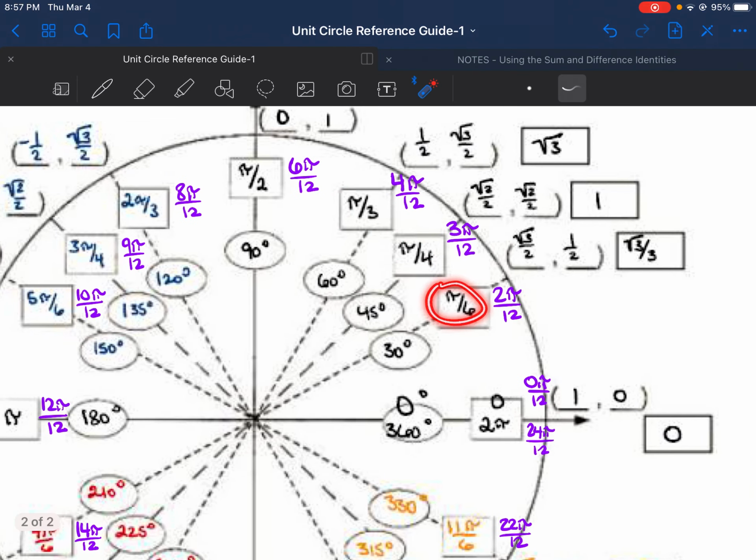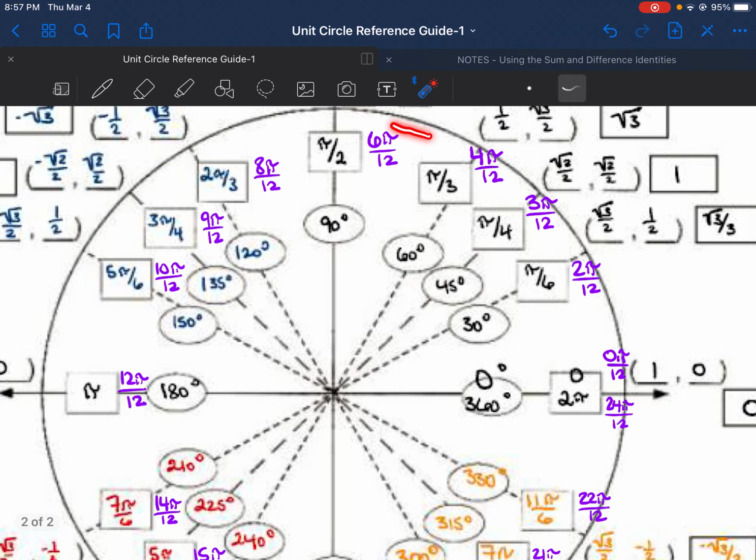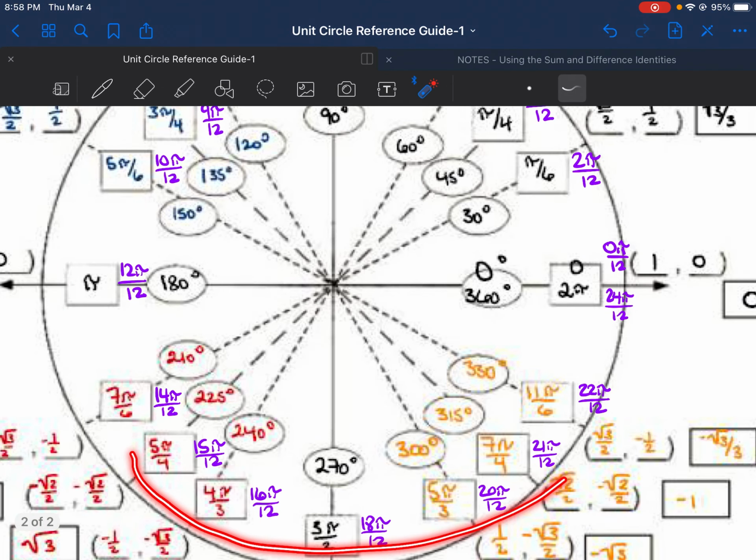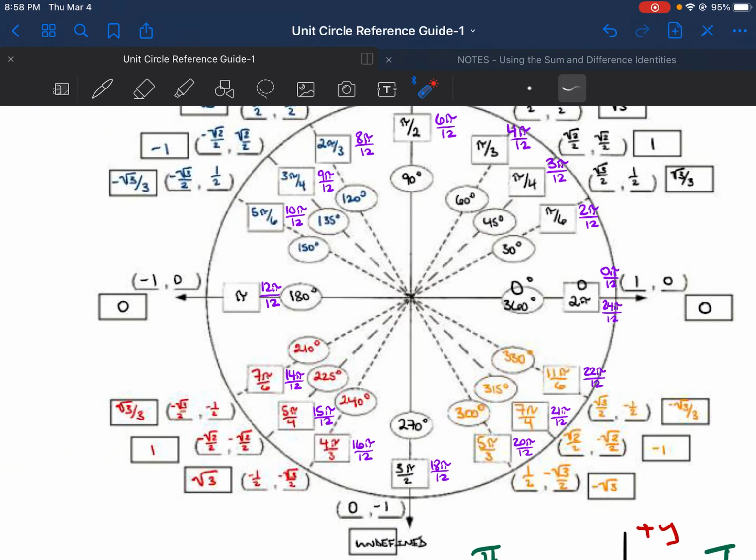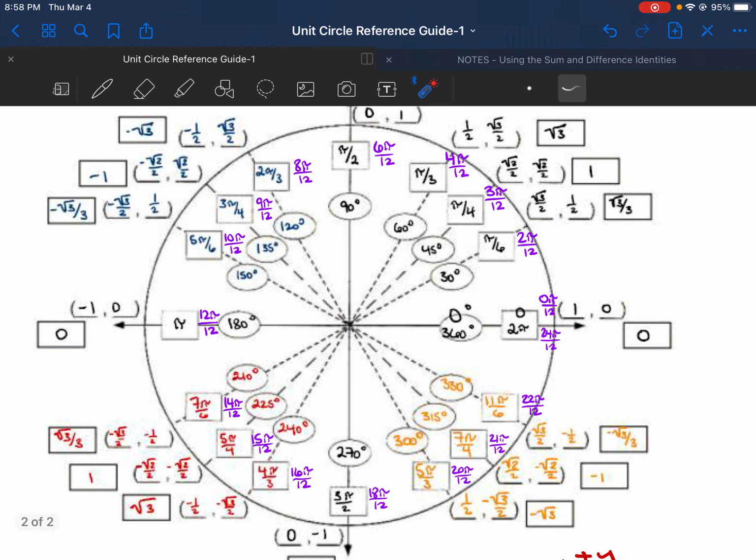So pi over 6 is really 2 pi over 12. Pi over 4 is really 3 pi over 12. Pi over 3 is 4 pi over 12. And I did this all the way around the unit circle. If you need to, pause the video if you want to write down the radians converted to have a denominator of 12.